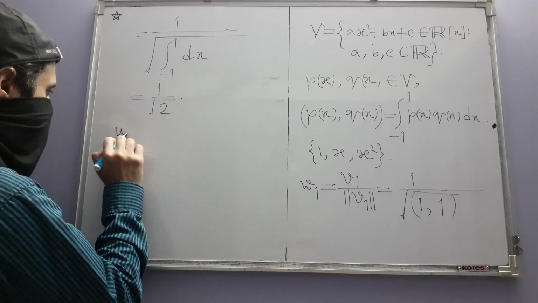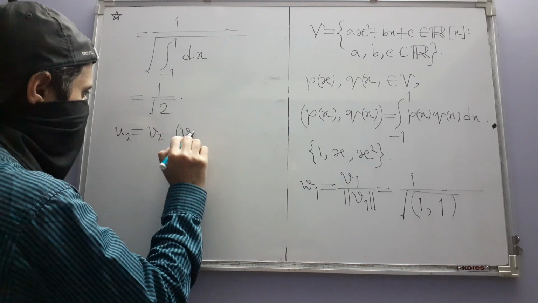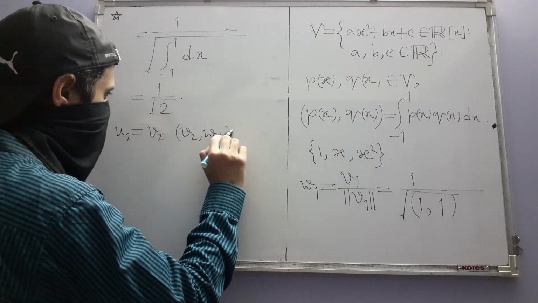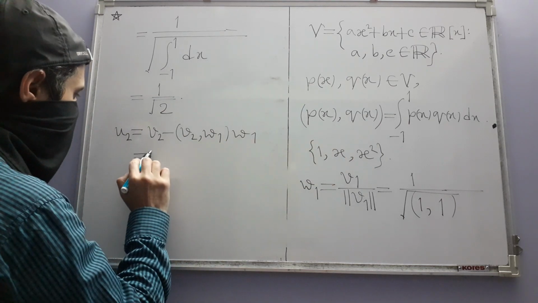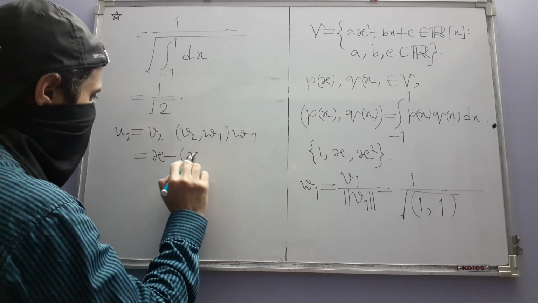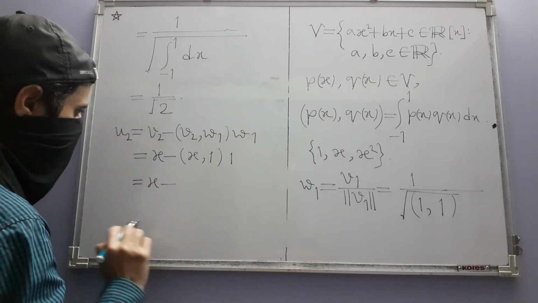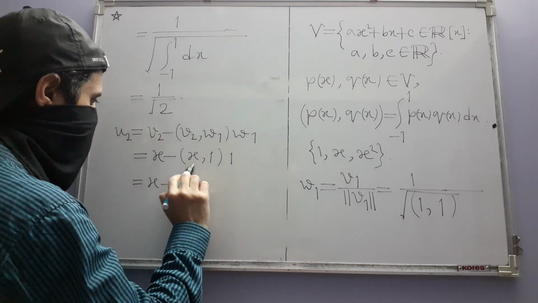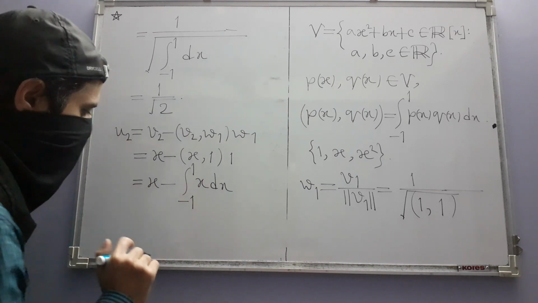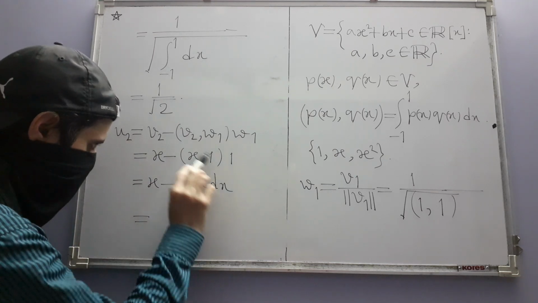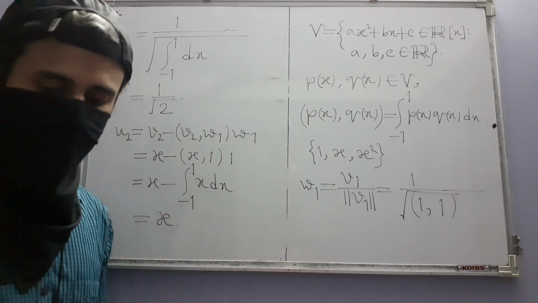Then you of course calculate U2, which is this, and V2 is your x times 1. So if you write down the inner product, then it is this. Since x is an odd function, this integral is going to be 0. So U2 is x itself.